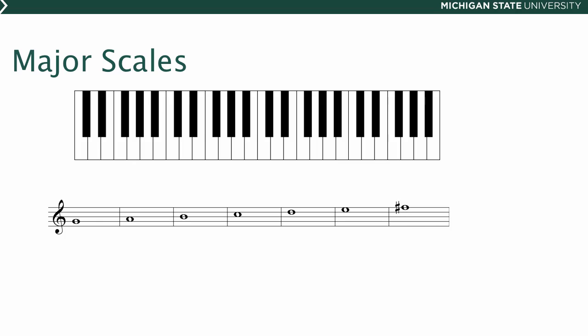La to ti is a whole step, but we see that there's no black key after the E, la, so ti must be an F sharp. The final interval, ti to do, is a half step, F sharp to G, which takes us back to the first scale degree.